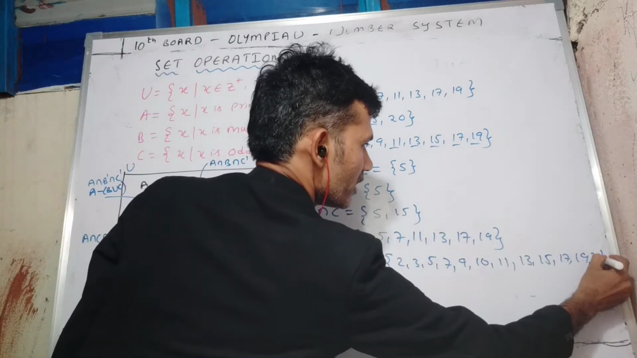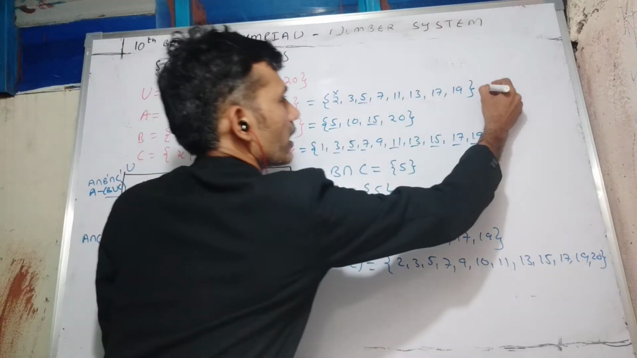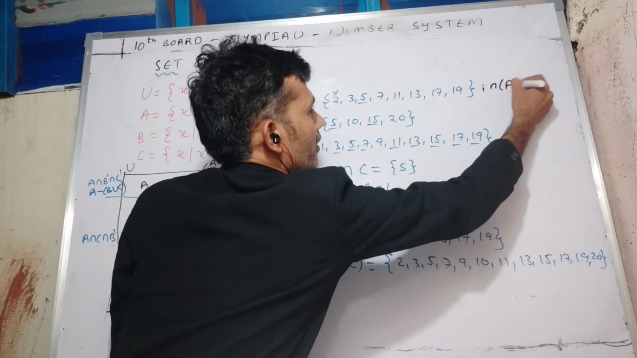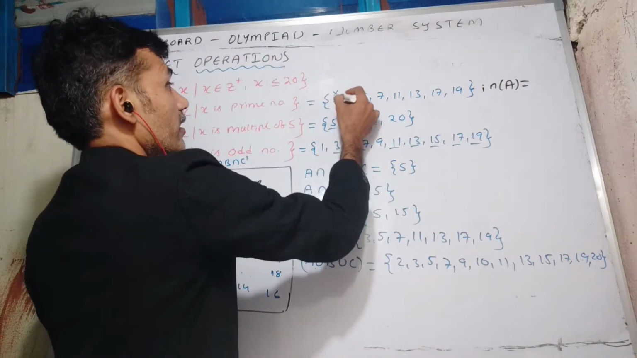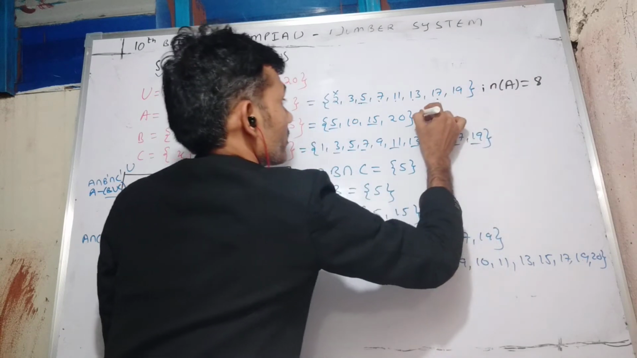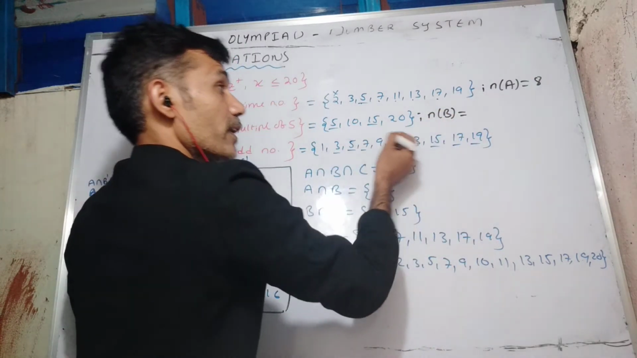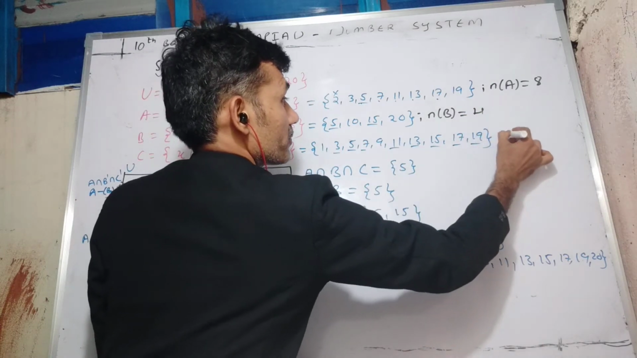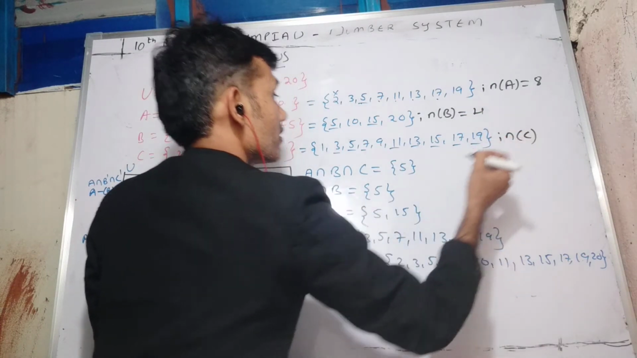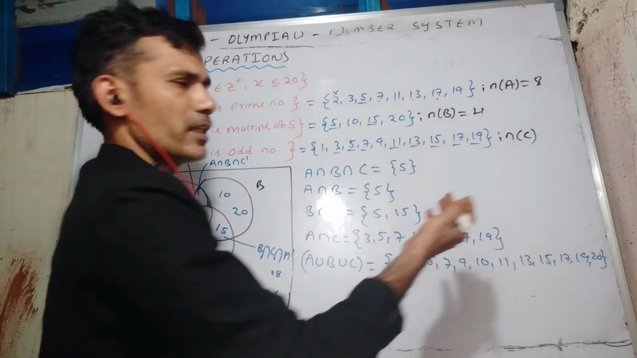So total how many elements? Cardinal numbers we will write. See. Cardinal number n of A. How many elements are there in A? 1, 2, 3, 4, 5, 6, 7, 8. 8 are there. Cardinal number of B. How many multiples of 5 less than 24 are there? N of C. How many odd numbers are there? 20 numbers. 10 odd will be there. 10 remaining 10 even. So 10.